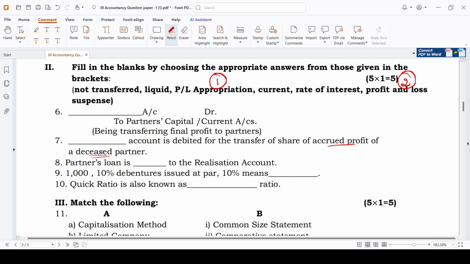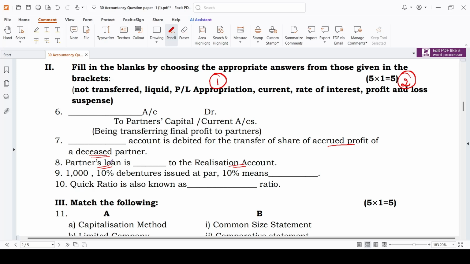Okay, next. Partner's loan is dash to the realization account. Partner's loan, again realization account is there, that is dissolution. So another one is partner's loan. Keep it in your mind. You have solved so many problems in your dissolution. Partner's loan we will not take to the realization account. Then where will we record? We will record the partner's loan to the bank or cash account directly.